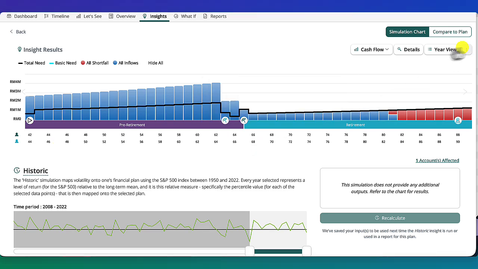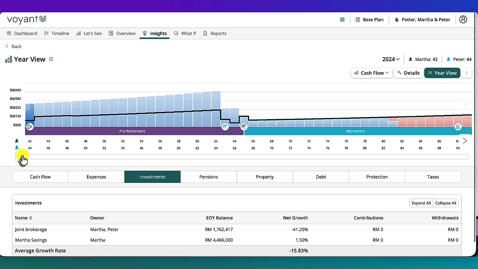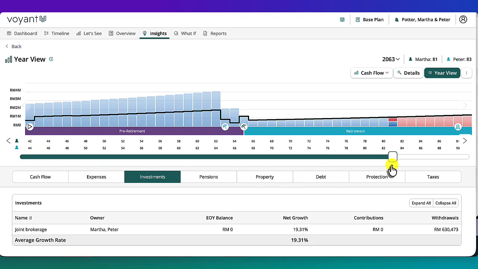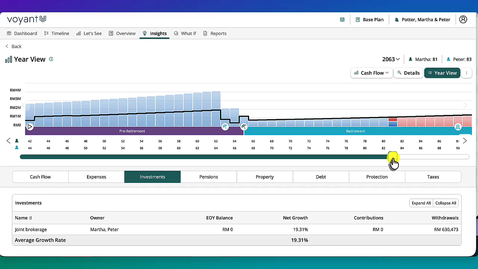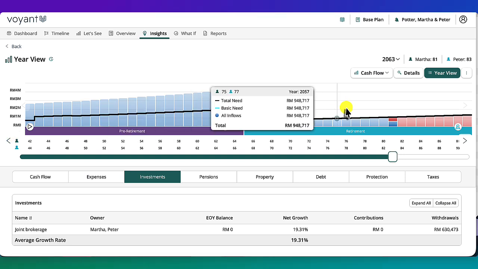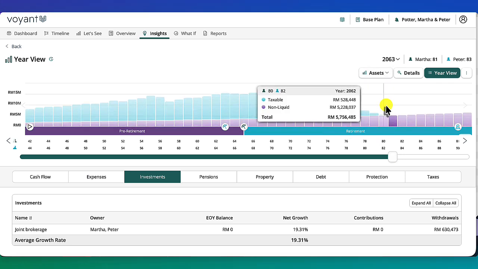We can also go into year view, and if we want to go into their investments account and scroll through up until these years in the red up here, we can see just exactly what is happening. So they don't have any investments left after the year 2063 because of this historic market insight. So this is going to be helpful to show how strong their plan is if this were to occur. And this is always a really good opportunity to take a look at their assets and make any adjustments there for the future.